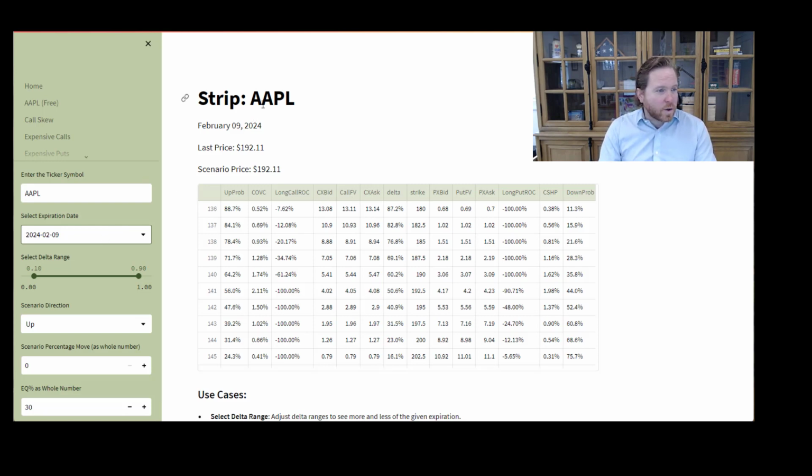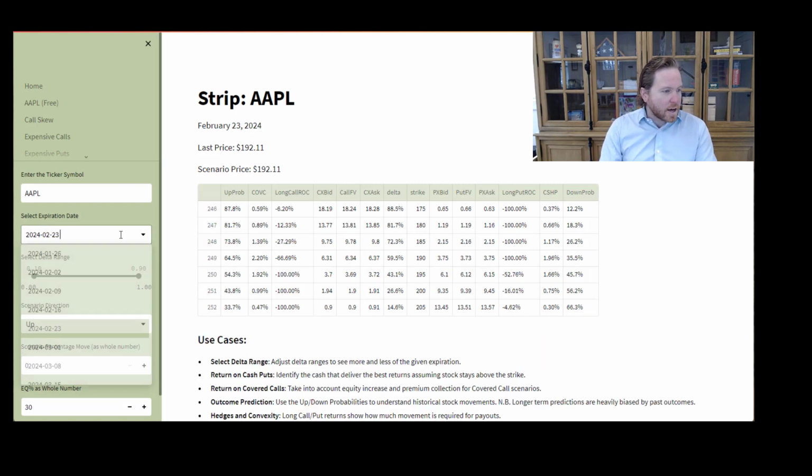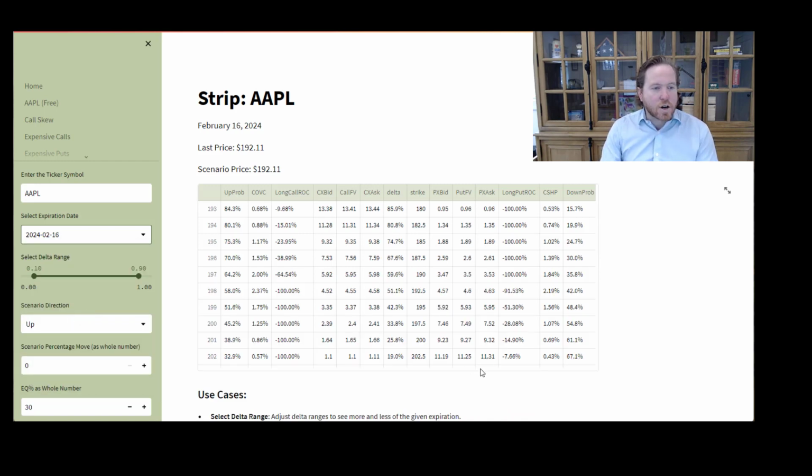And here we can see we have Apple up here, but we have all the different expirations for Apple. So we can go out to February 16th, the 23rd. It does go pretty far out into the future. Kind of a warning just right off the bat, the nearer term calculations are going to be much more relevant. As we go far in advance, some of those probabilities tend to be very dependent on historical data. So we'll focus on some of the near term strikes right now.